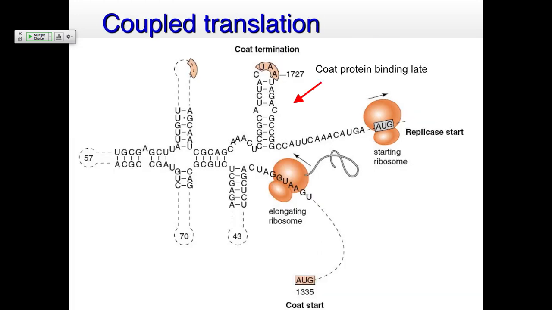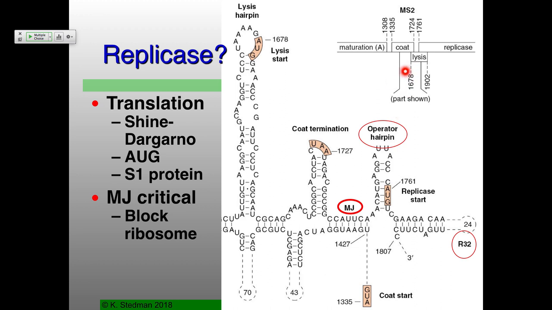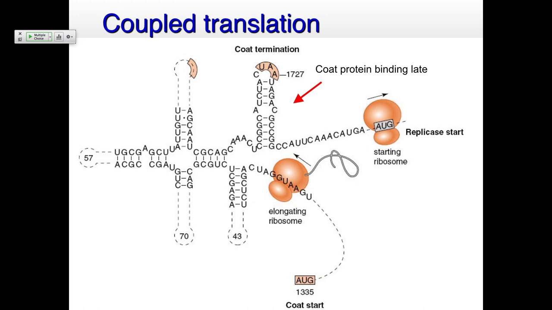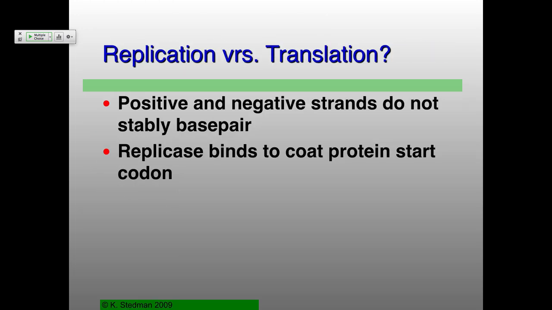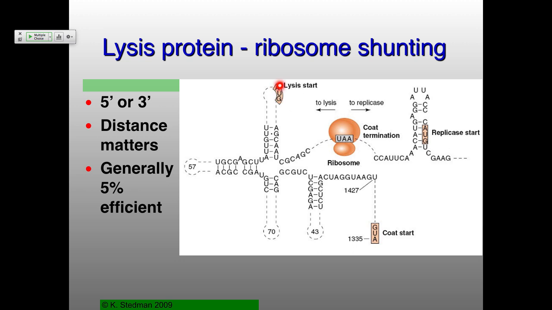We should have had this image here as well. This start codon for the lysis protein is pretty close to the stop codon of the coat protein. So occasionally, again about 5% of the time, you'll have ribosomes that back up and start your lysis protein right here. But it's pretty rare. You can do experiments where, if you move this lysis start codon closer to the stop codon, you end up with more lysis protein. If you move it further away, you end up with less. So it's clearly just a distance thing in terms of how you can get your lysis protein.